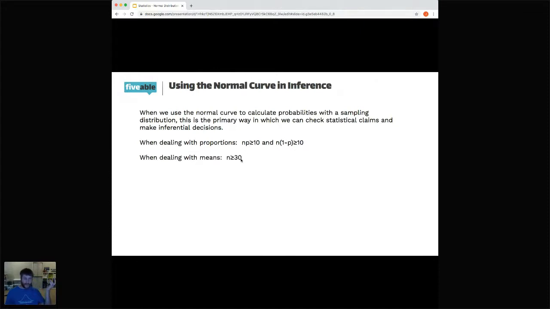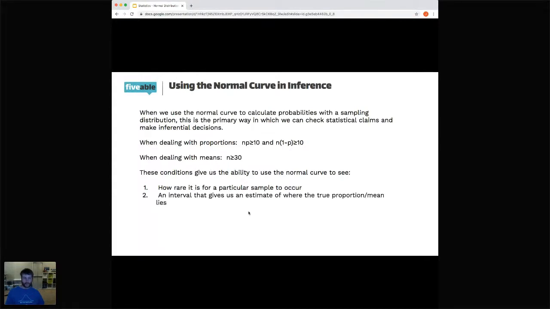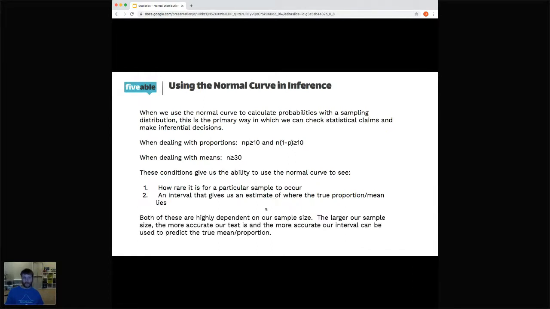When dealing with means, you check whether the population is normally distributed. So it gives you the ability to use the normal curve to see, number one, how rare it is for a particular sample to occur, or two, it allows us to calculate an interval that gives us an estimate of where the true proportion or mean is. Okay, confidence interval, significance test. Both of those have to have that value. They are both very dependent on our sample size. The larger our sample size, the more accurate our test is, or the more accurate our interval can be used to predict that true mean or proportion.